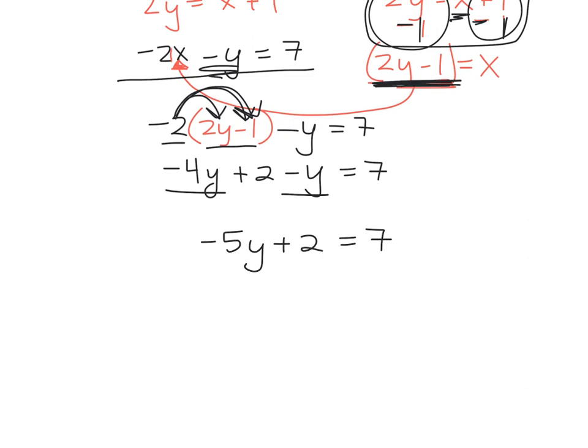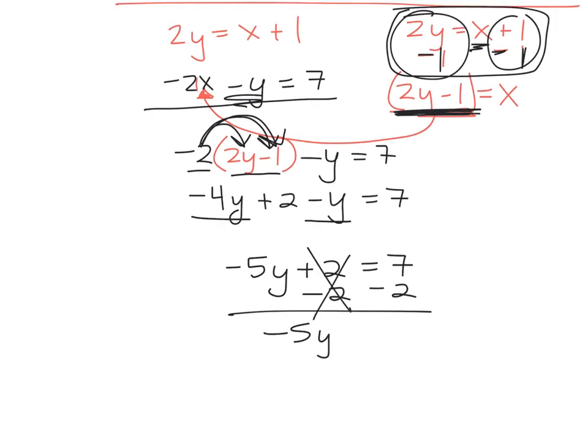What's your next step? Now you have to solve. Take away 2, so you get negative 5y equals 5. Now what? Now you have to divide. Now you divide by negative 5. So y is negative 1.